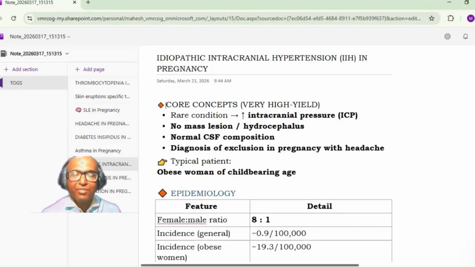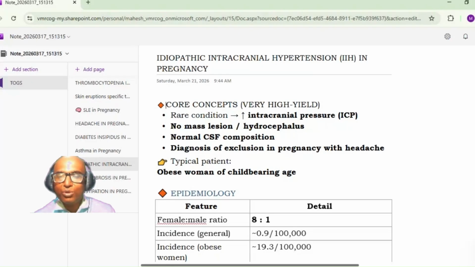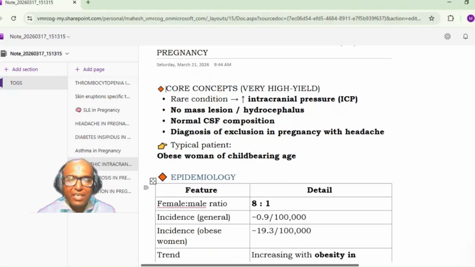It is a rare condition where there is an increase in the intracranial pressure. There is no mass lesion, no hydrocephalus. CSF composition is normal. It is a diagnosis of exclusion in pregnancy with headache. So you have to exclude many other things before making this particular diagnosis. Typically, you will see this in obese women of childbearing age group.